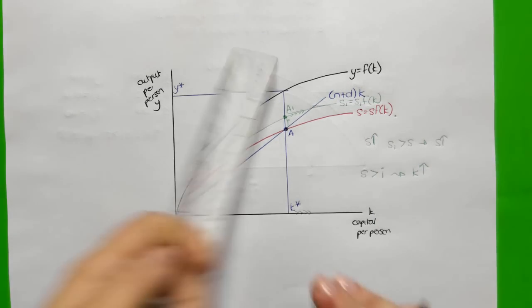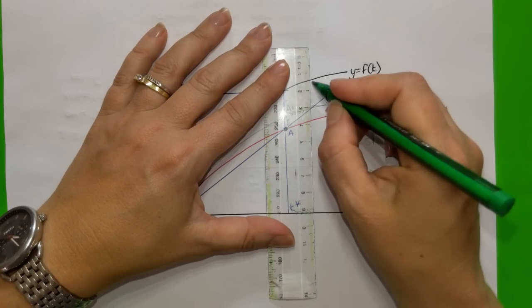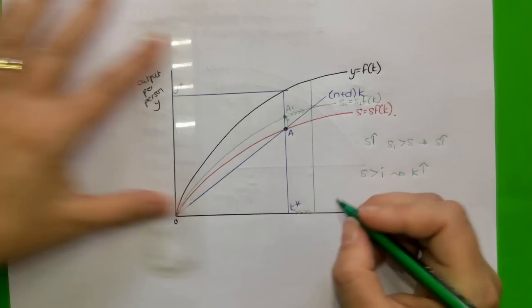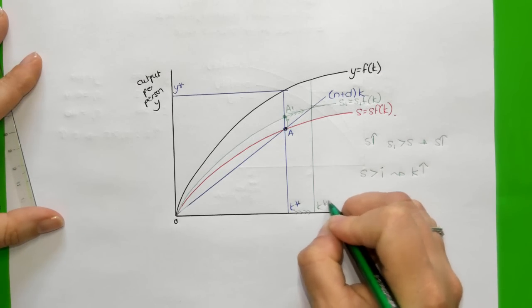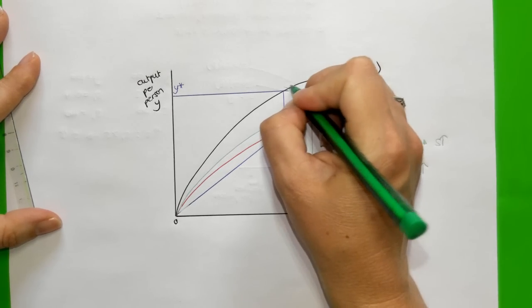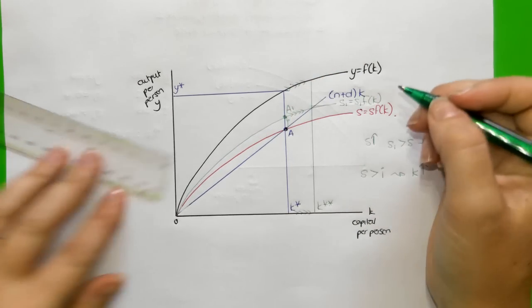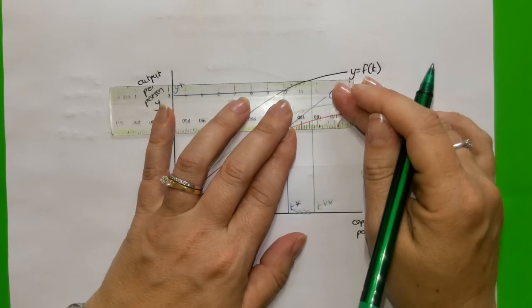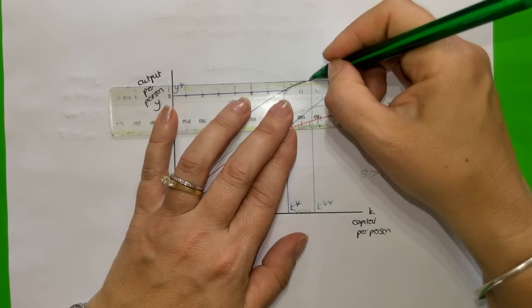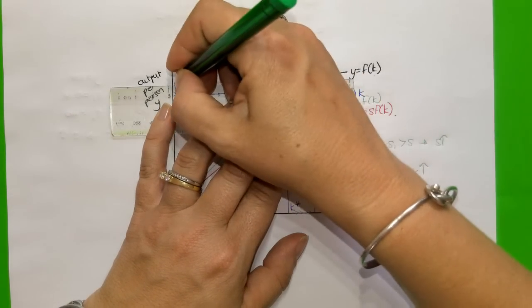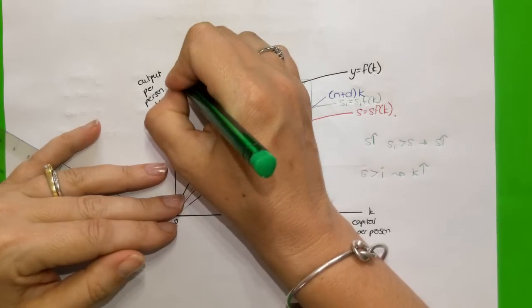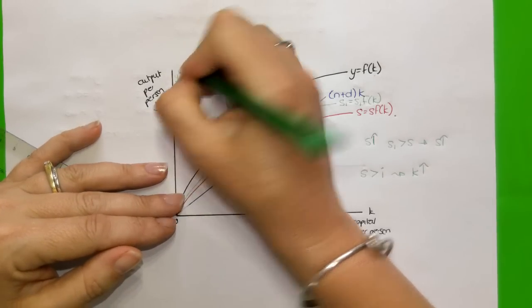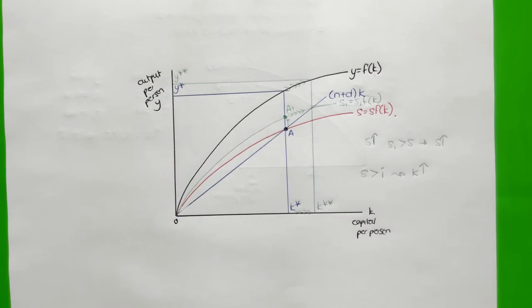As the capital to labor ratio increases, output per person begins to increase, but at a decreasing rate. Why? Because of diminishing marginal returns. Even if you're getting more capital stock per person, output doesn't increase in a constant fashion. Output per person increases at a decreasing rate because of diminishing marginal returns to capital stock.